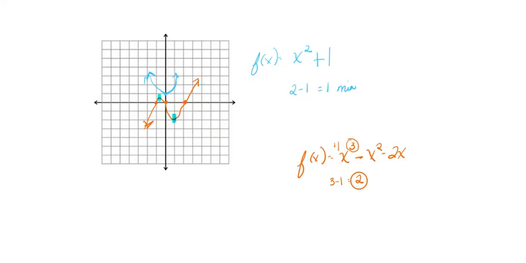Because n is 3, and 3 minus 1 is 2. Or I should say n is 3 in the case of this orange polynomial. Sorry, I'm having some technical difficulties right now.